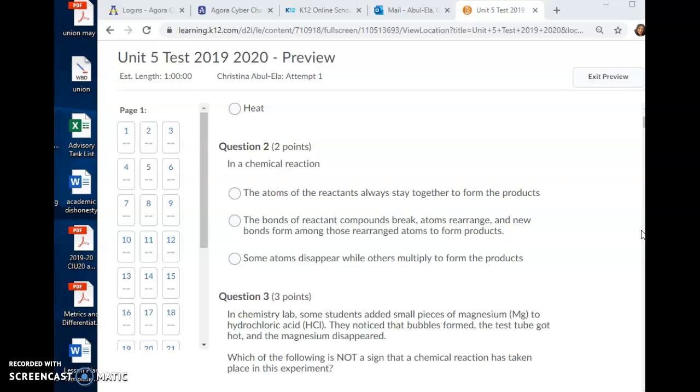Question 2. In a chemical reaction, the atoms of the reactants always stay together to form the products. The bonds of reactant compounds break, atoms rearrange, and new bonds form among those rearranged atoms to form products. Some atoms disappear while others multiply to form products.